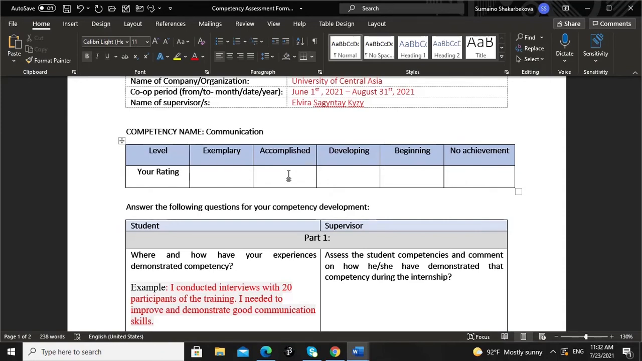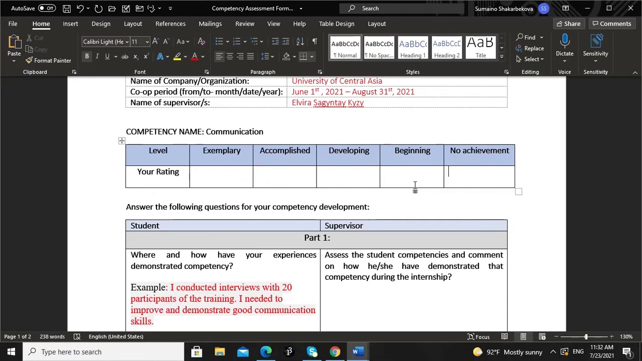And next, we have beginning. So beginning as a level of rating, it means that you have that competency and you just started to apply, you just started to experience that particular competency in a workplace or in your internship places. So it means that you are having a very first level of your experience in your competency skill. So if you are having a competency skill rated as beginning, it means that you are just starting to experience and apply that competency in your experiences.